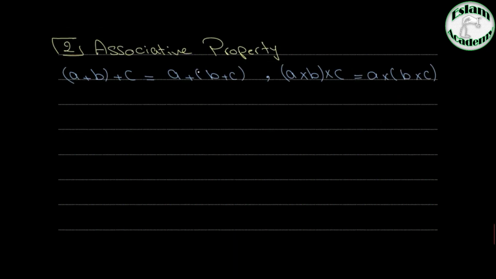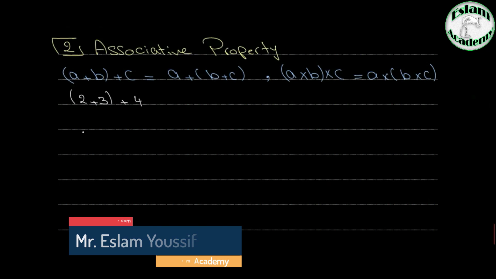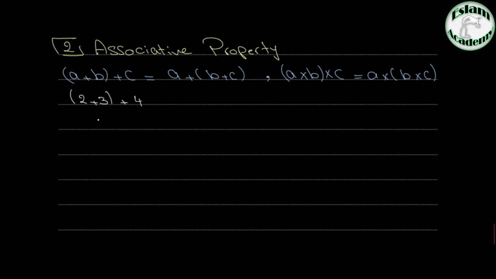The second property that we have is called the associative property. We depend on this property in grouping operations. For example, if we have 2 plus 3 plus 4, and 2 and 3 inside the bracket, it means we need to solve the operation inside the bracket. So 2 plus 3, which equals 5, plus 4, which equals 9.